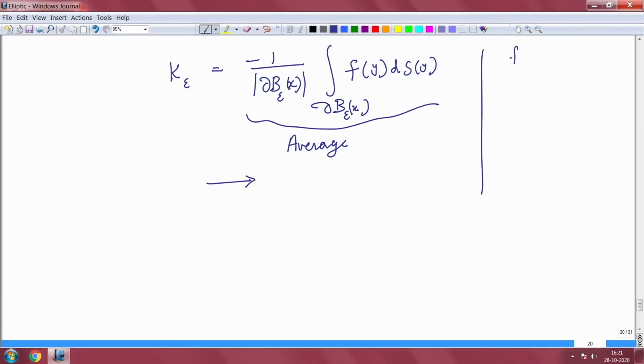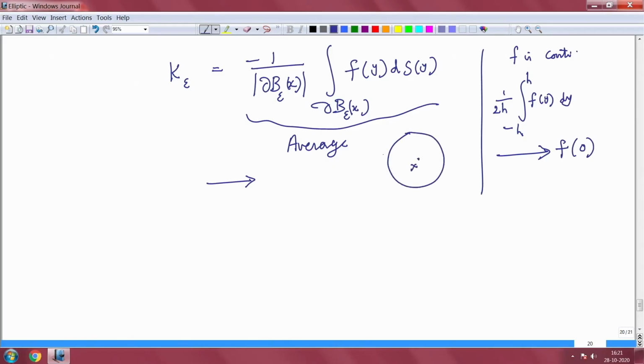This is a well known thing from analysis. For example, f is continuous and the integral of 1 over 2h, this is the average, of f of y dy goes to f of 0. You try to prove this if you have not seen it. At any point you can do that as long as f is continuous. So, you are taking any point x, and taking the average along the surface of the function, as epsilon tends to 0.